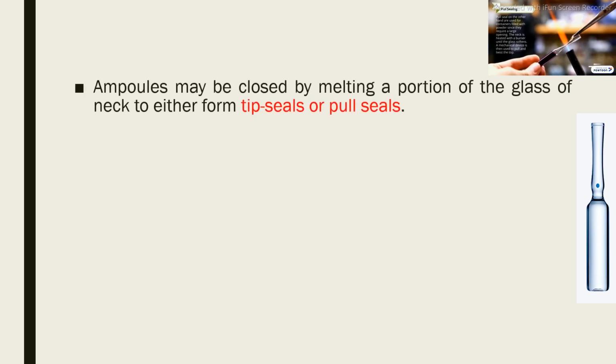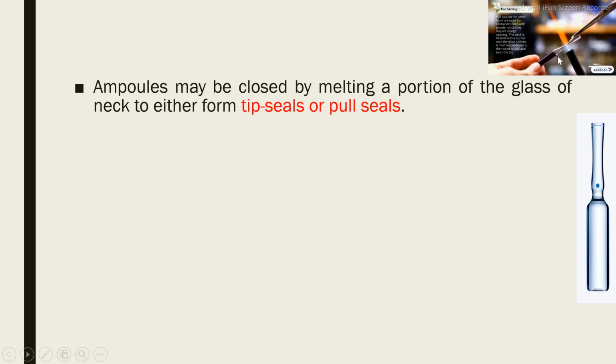Ampoules may be closed by melting a portion of the glass of the neck, either by means of tip seal or pull seal. Here you can see in this top image, this sealing is called pull sealing. In this case, this is the neck of the ampoule. The middle of the neck of the ampoule is exposed to a high velocity jet burner, and because of the high velocity flame, the glass material will start to melt, and once it starts melting, immediately you have to pull the ampoule by using a pair of tongs or forceps.